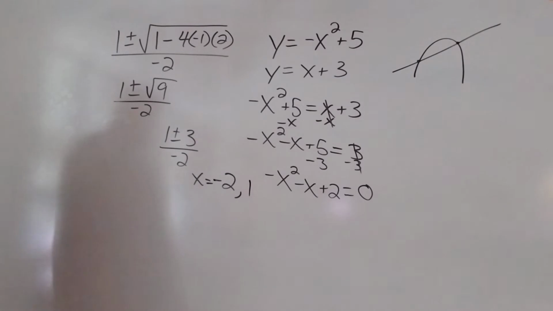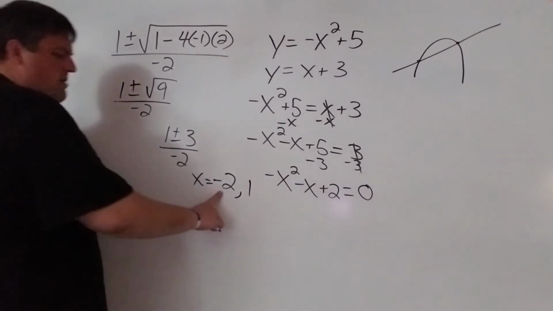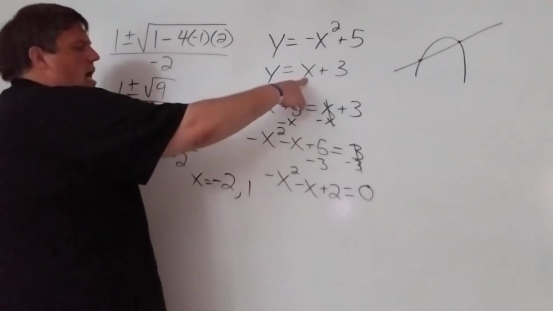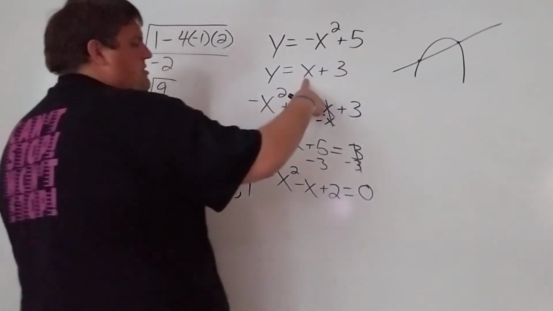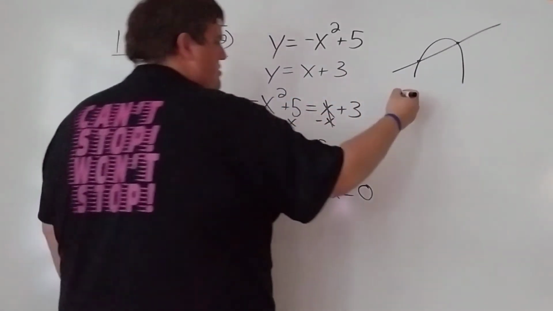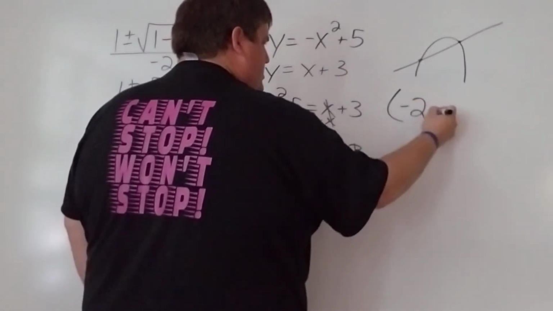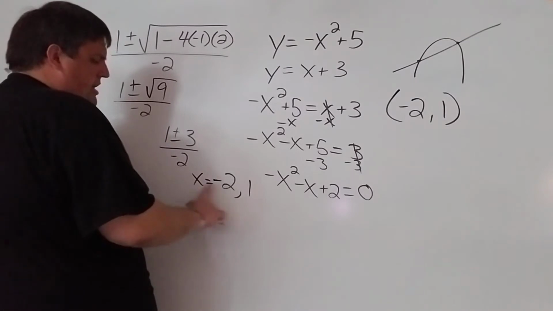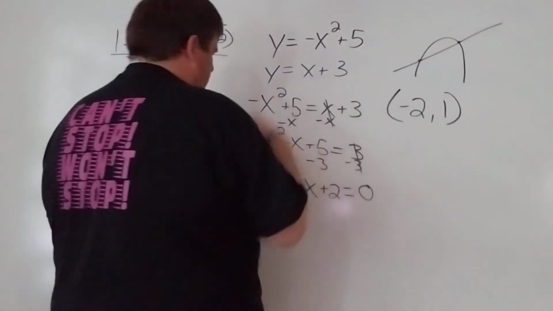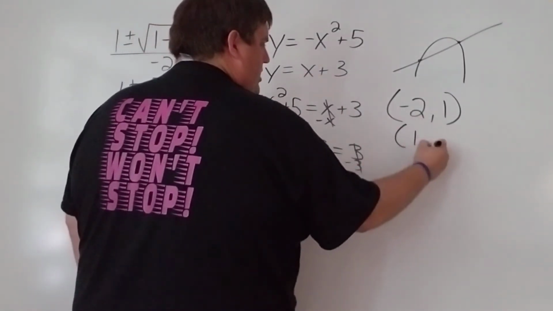So if I want to know where the solutions are here, I'm just going to plug these numbers in. I'm going to use the linear one because that looks like it's going to be a lot easier. So negative 2 plus 3 is going to give you 1. So one of the points where they cross is negative 2, 1. The other point where they cross, if you plug in 1, 1 plus 3 is 4, would be the point 1, 4.